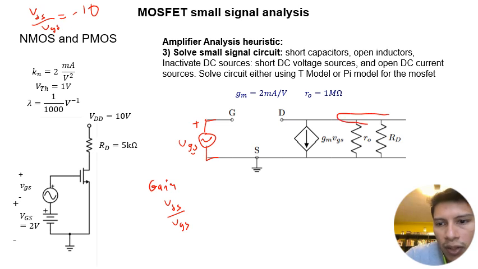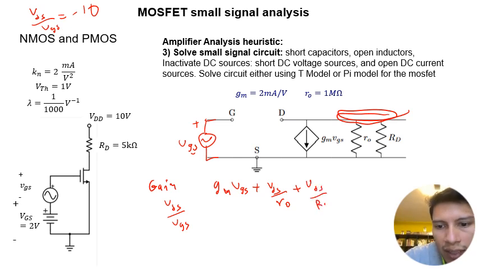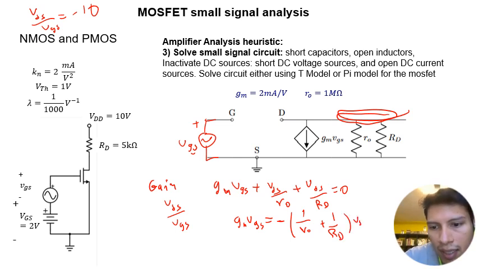Okay, so let's look at this nodal equation here. We have that GM VGS plus VDS over RO plus VDS over RD equals 0. And so that's going to give us that GM VGS equals -(1 over RO plus 1 over RD) times VDS. So I just moved all the VDS terms to the other side and factored out the VDS.